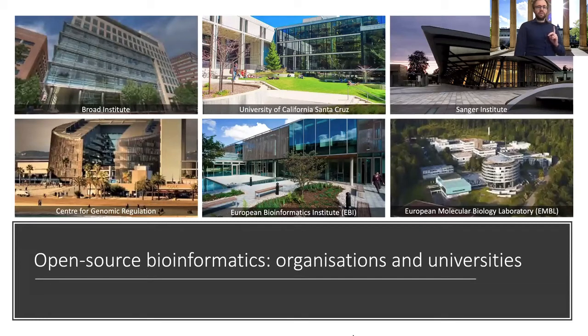So where does all this software get written? A lot of it is open source, and that comes from big institutes such as the Broad Institute in the US and the University of California, Santa Cruz. In the UK, we've got the Sanger Institute and the European Bioinformatics Institute. And in Germany, there's the European Molecular Biology Laboratory, which is actually one of the first bioinformatics institutes in the world, and the Center for Genomic Regulation in Spain.